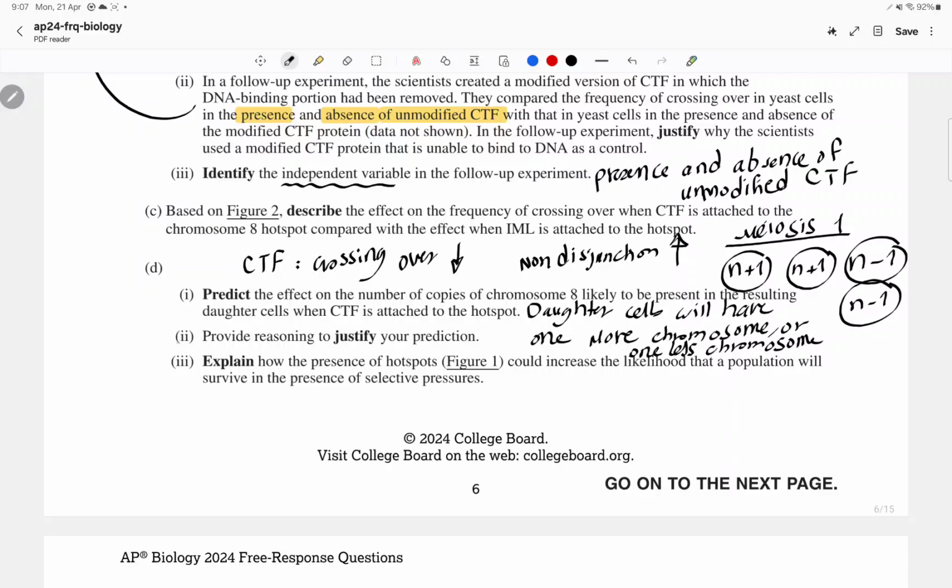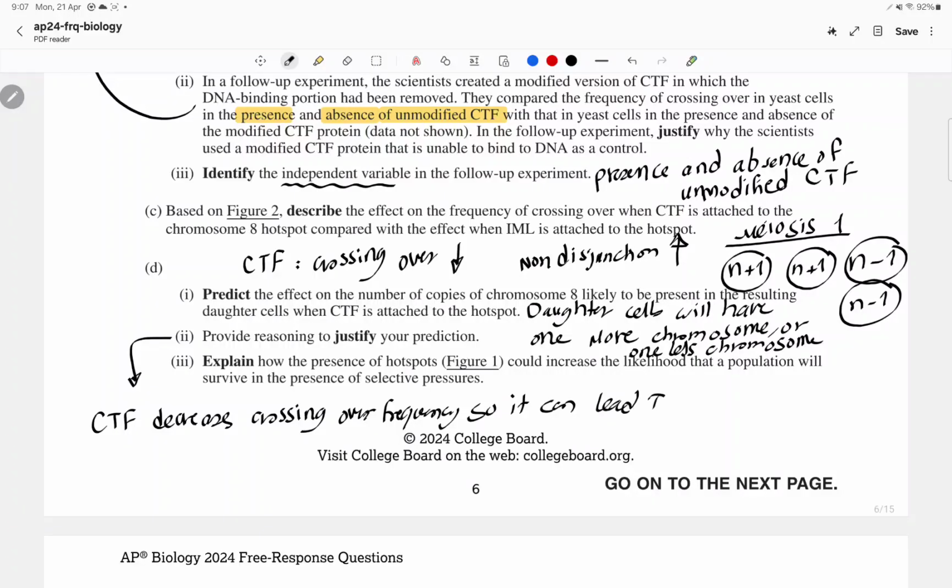And of course, we're going to have to justify that. We're going to say that CTF decreases crossing over frequency, so it can lead to more non-disjunction. Okay.